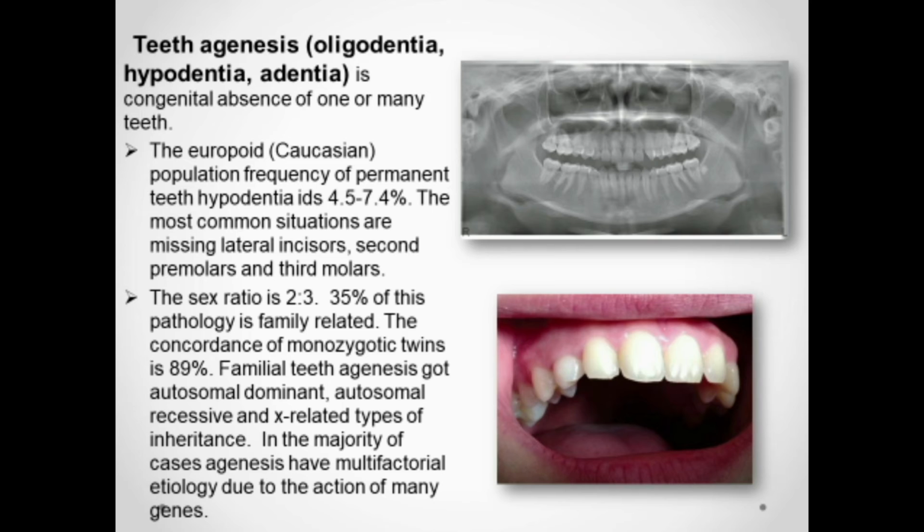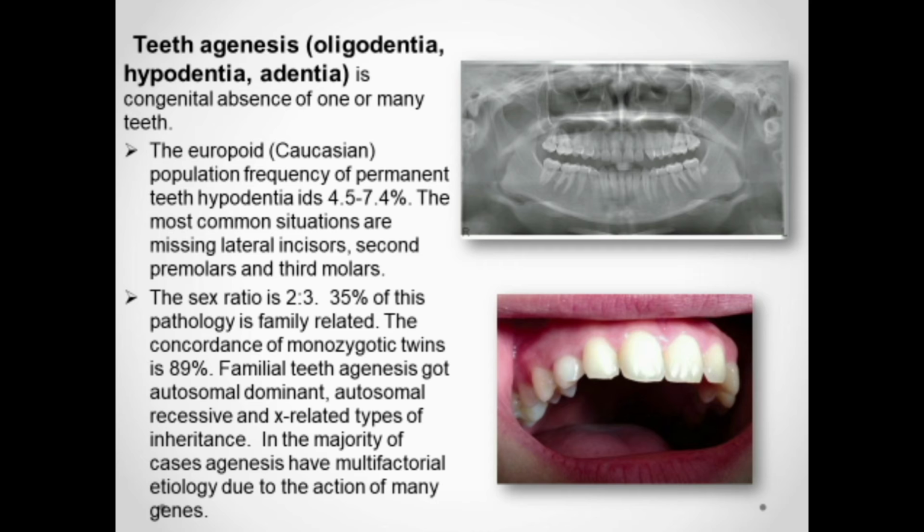Abnormal amount of teeth means too many or too few teeth. Tooth agenesis, oligodontia, hypodontia, adentia, is the congenital absence of one or many teeth. It is one of the most frequent human malformations. The Europoid, Caucasian, population frequency of permanent teeth hypodontia is 4.5 to 7.4%. The most common situations are missing lateral incisors, second premolars and third molars.